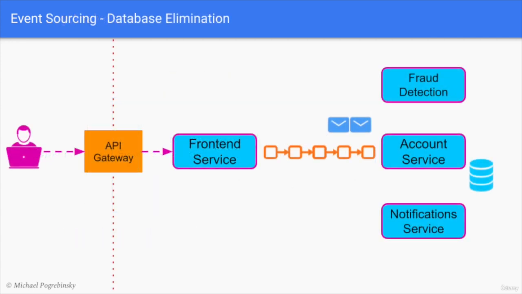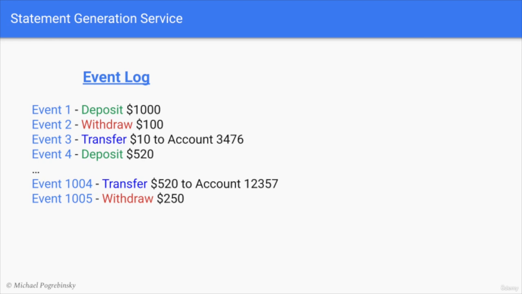So, by using the event sourcing pattern, instead of storing the current state in a database, we can simply store only the events, which can be replayed whenever we need to know the current state, and we eliminate the need for the database. Now, because events are immutable, we never modify them, and we simply append new events to the log as they come.